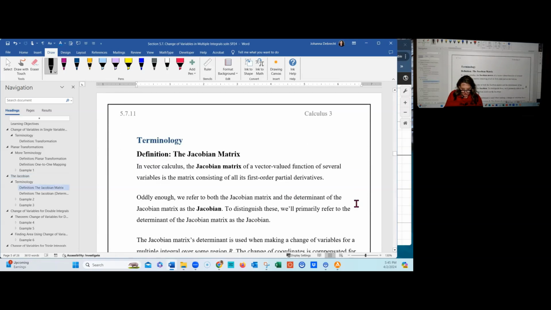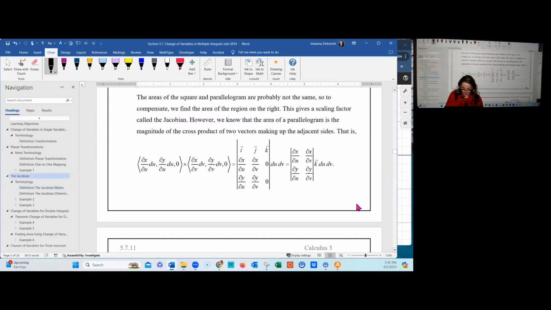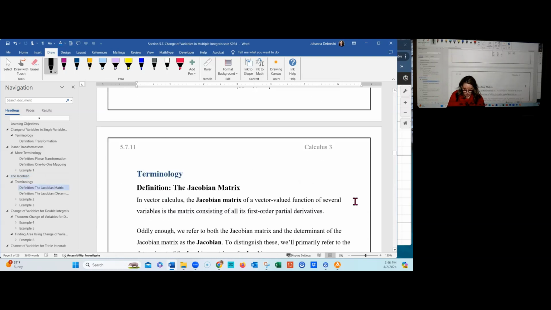Now, when I do this, we call this matrix that you see right here, this partial of x with respect to u, partial of x with respect to v, partial of y with respect to u, partial of y with respect to v, we call this matrix the Jacobian matrix, right? Now, unfortunately, we also refer to the value of that determinant, the magnitude of it, we also call that the Jacobian. So I'm going to call this the Jacobian matrix, and the magnitude of the determinant I'm going to call the Jacobian, all right, without a qualifier on it.